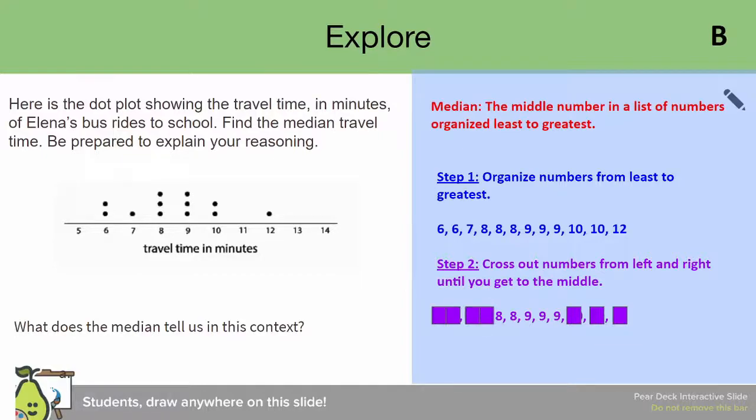We're going to cover up the 8. We're going to cover up the 9. Now we have 4 numbers left. We're going to keep taking out numbers from the left and from the right.